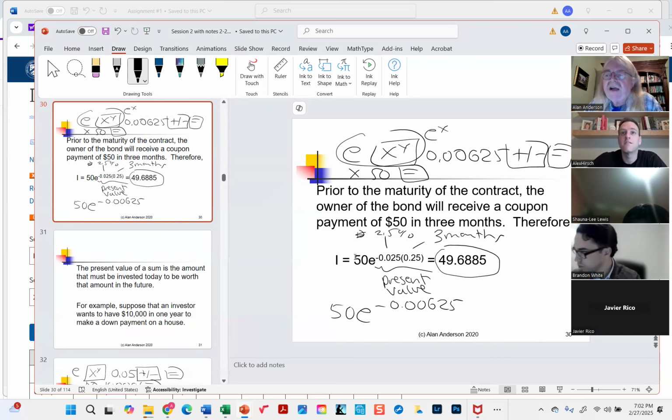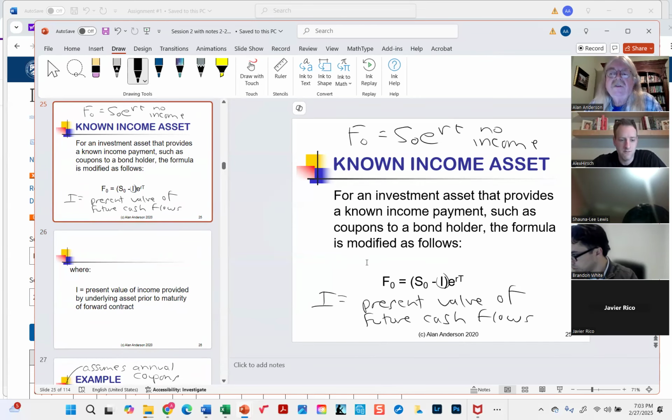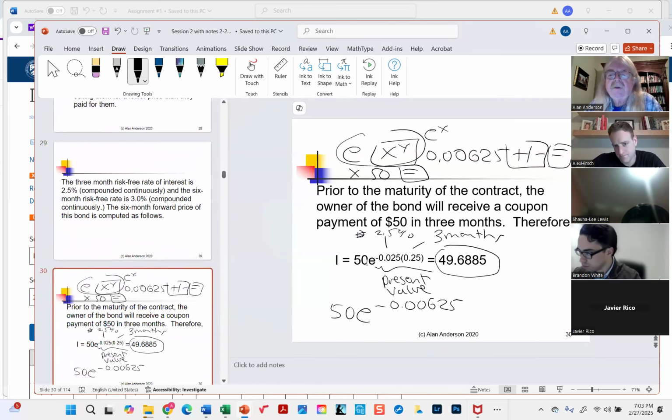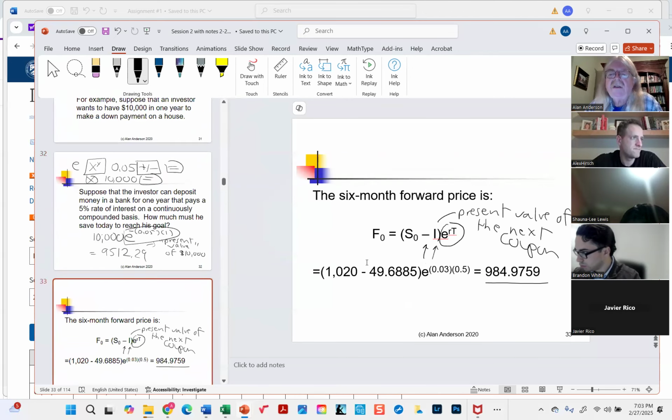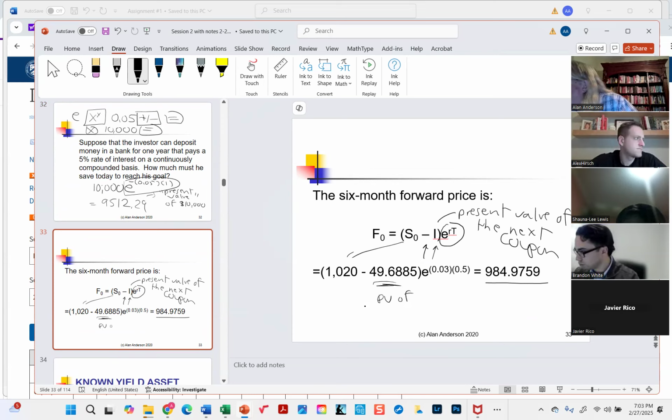So we take this value back to this formula. Don't forget, all we just did there was calculate I. That's all we know right now, so we have to do more work. You take the current market price of the bond and subtract off the present value of the coupon. Because this contract is actually 6 months, the coupon occurred in 3 months but the contract lasts 6 months, so T is actually half a year.